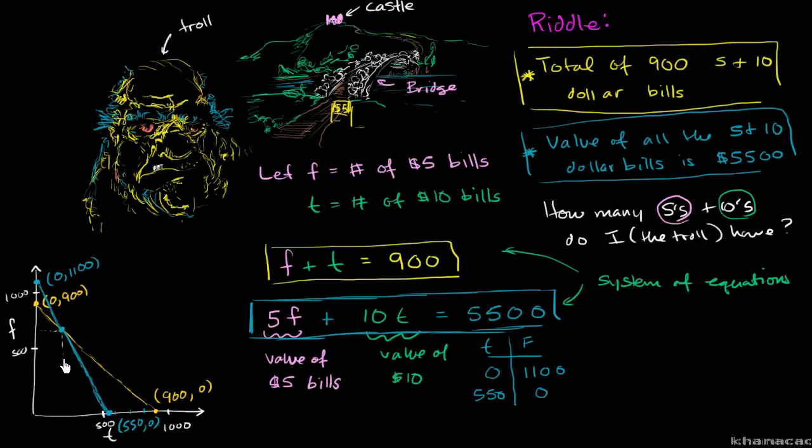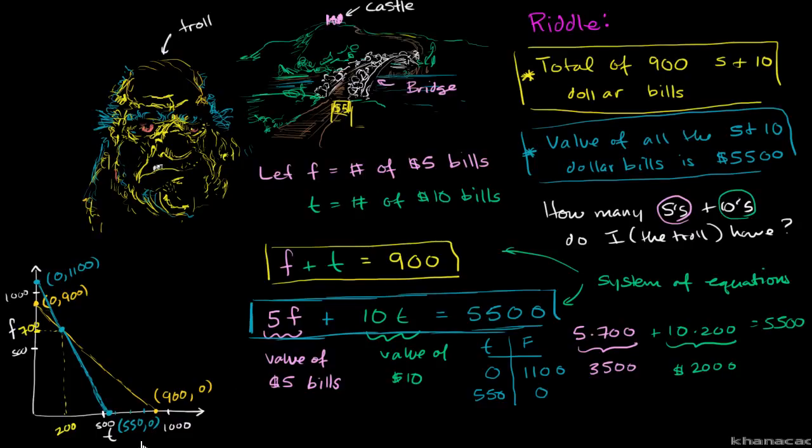Well, I'm going to eyeball it. If we look at it right over here, it looks like we have about 700 5s, and about 200 10s. This is based on my really rough graph, but let's see if that worked. 700 plus 200 is equal to 900. And if I have 700 5s, 5 times 700 is the value of the 5s, which is $3,500. And then 10 times 200 is $2,000, the value of the 10s. And if you add up the two values, you indeed get to $5,500.